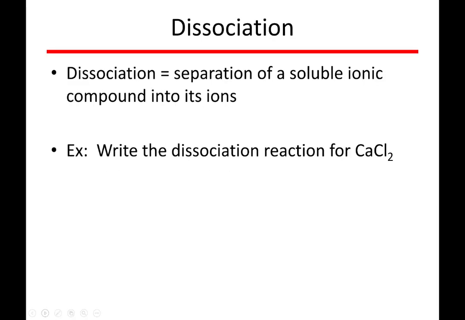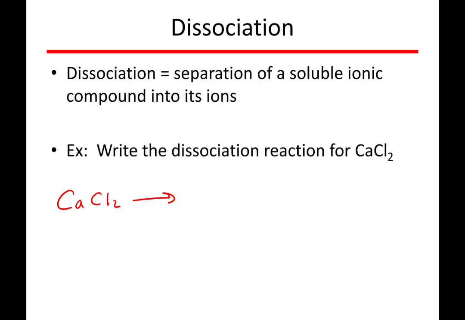Next, we'll talk about dissociation. So dissociation is the separation of a soluble ionic compound into its ions, meaning that if you have a soluble ionic compound dissolved in water, it will dissociate or break up into its constituent ions. For example, let's take a look at the dissociation of calcium chloride when it dissolves in water. We start with our calcium chloride, CaCl2, and then we're going to say that it breaks up to form our products, and you're going to break it up into the ions.